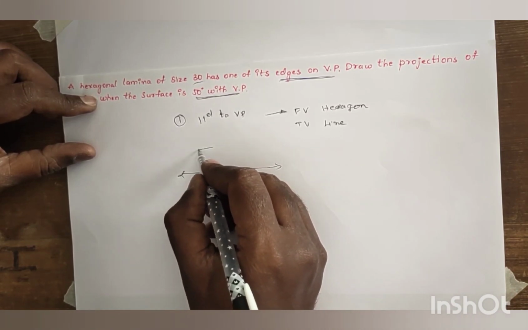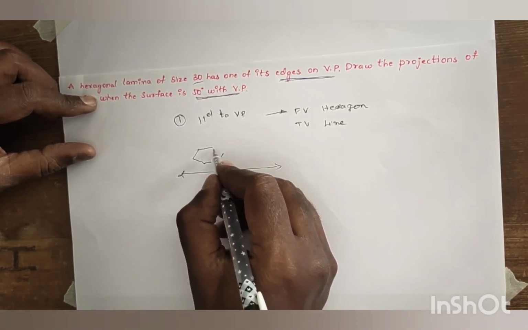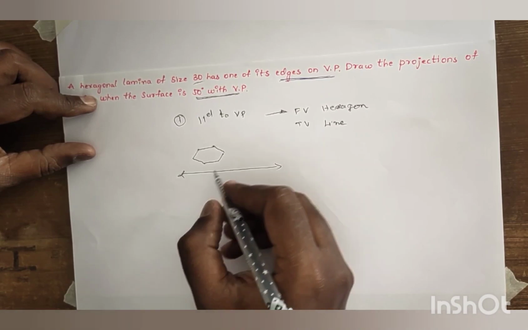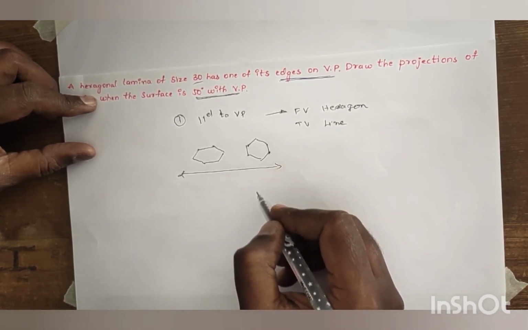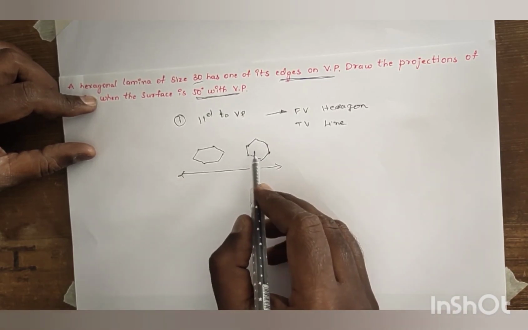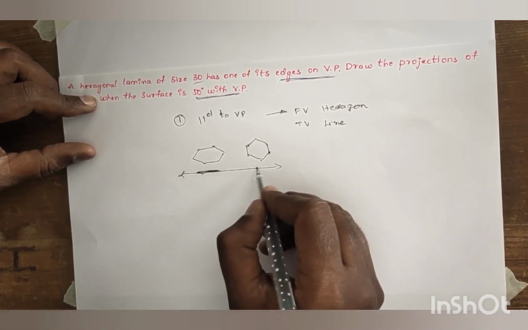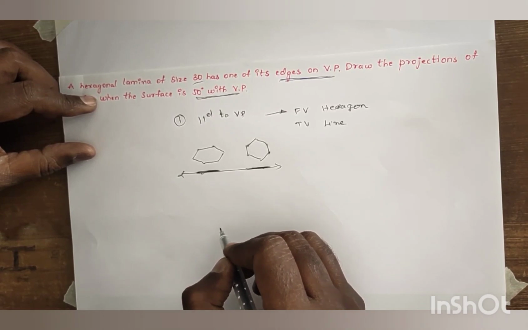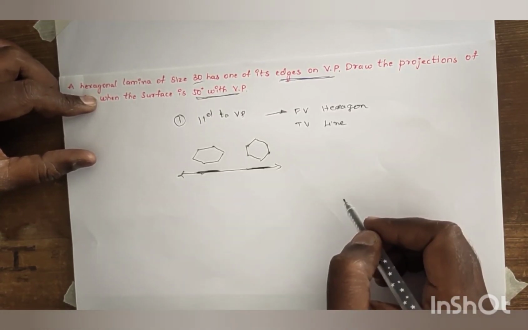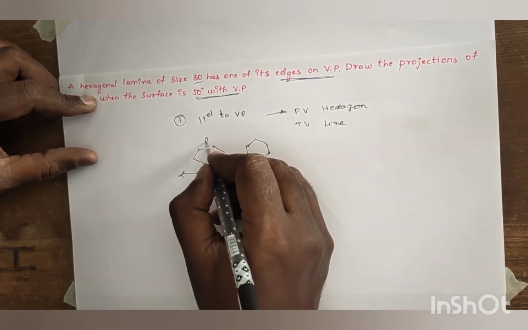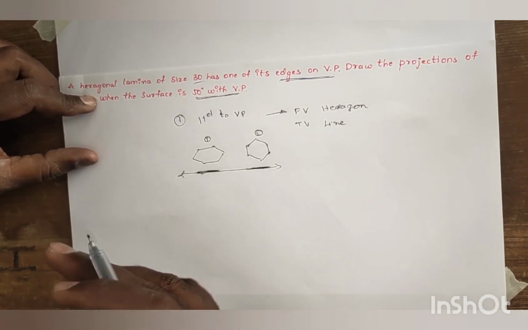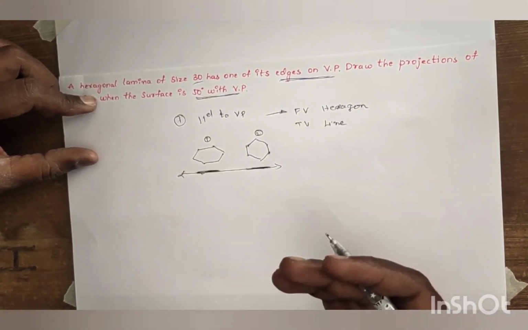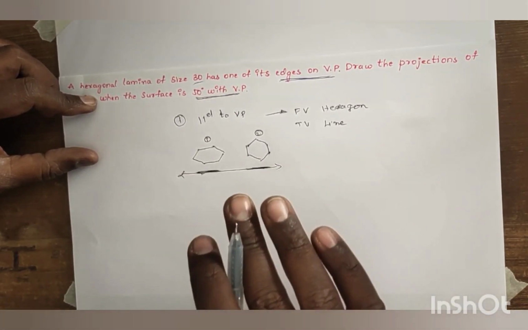Here I am drawing 2 positions of the hexagon. This is one position. This is the other position. Which one among these 2 is correct? The front view is this. The top view is a line. Which one is correct? Tell me, is the first one correct or the second one? First one you are thinking it is correct. Okay, we'll check it out. We'll solve the problem. Later we will know whether it is right or not.